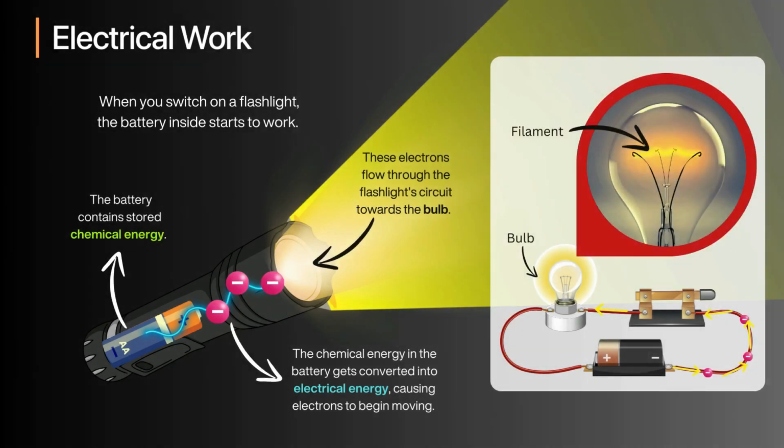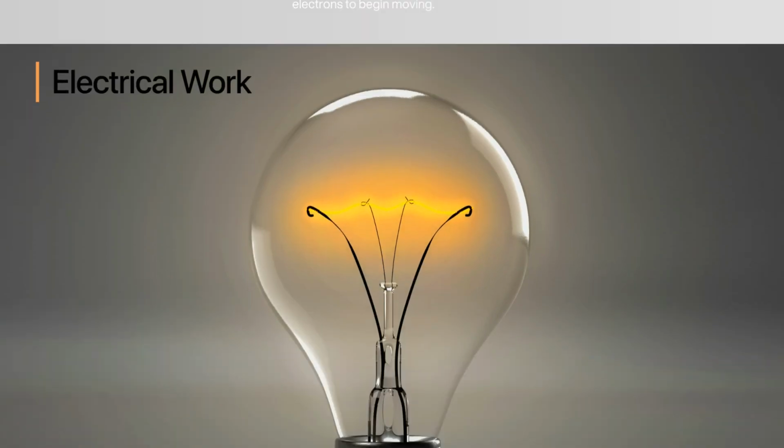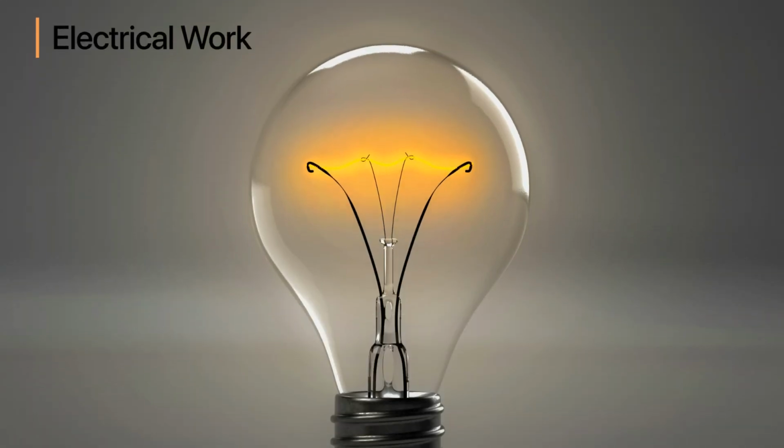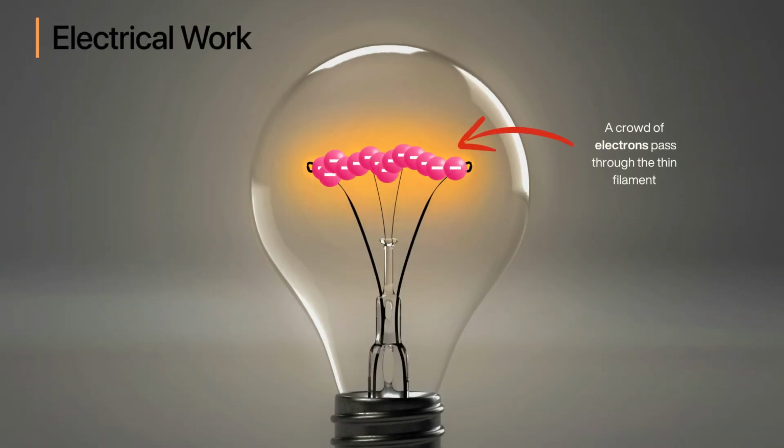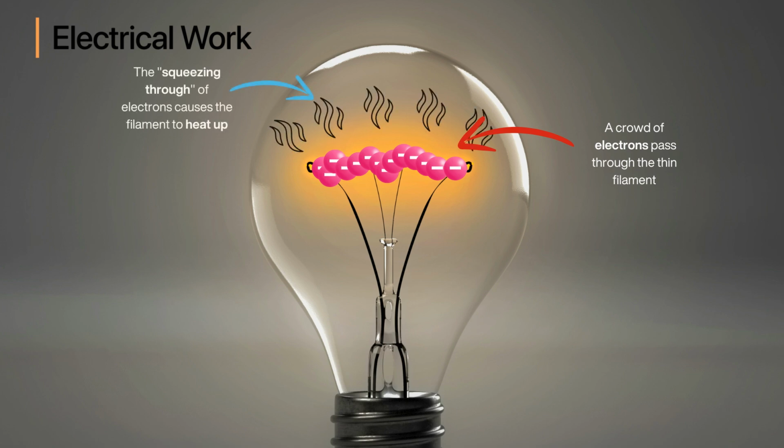When these electrons reach the bulb, they encounter a thin wire called a filament. At this point, imagine that the electrons are like a crowd of people trying to get through a narrow hallway. As they pass through the thin filament, they have to squeeze close together. This squeezing through causes the filament to heat up, similar to how a narrow hallway would get warmer if too many people passed through it at once.